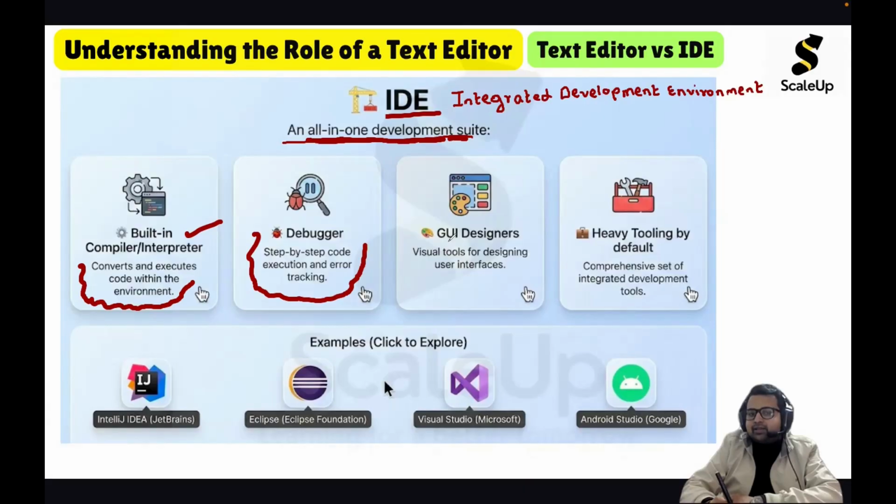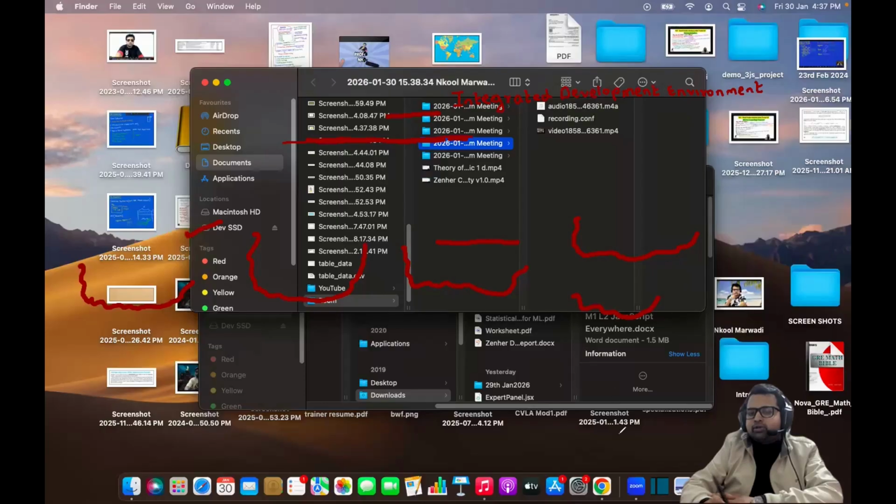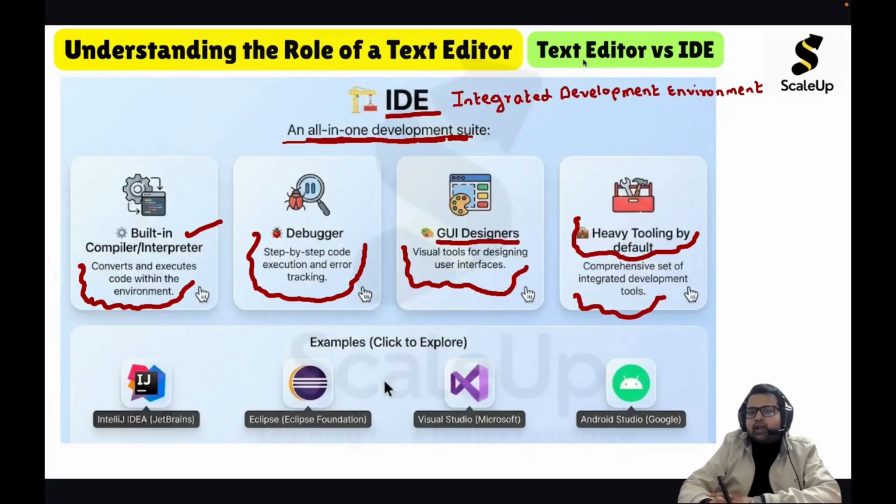Most IDEs are also equipped with GUI designers, that is, graphical user interface designers. These are visual tools for designing user interfaces. For example, Android Studio comes with a GUI designer for mobile apps. And integrated development environments support heavy tooling. By default, they have many tools, and they are very extensible. You can very easily integrate third-party tools in an IDE. So you will get a comprehensive set of integrated development tools with an IDE.